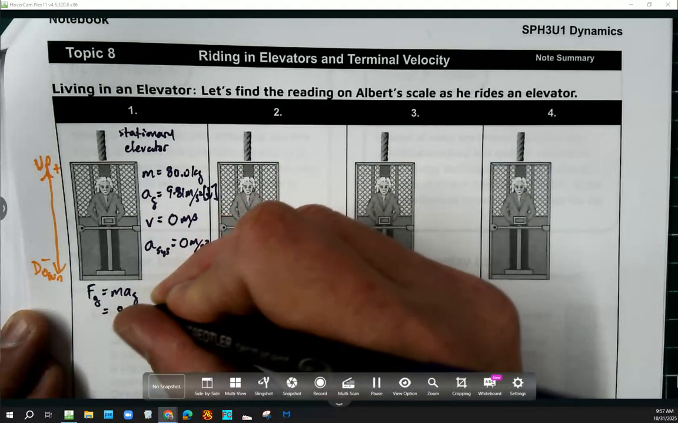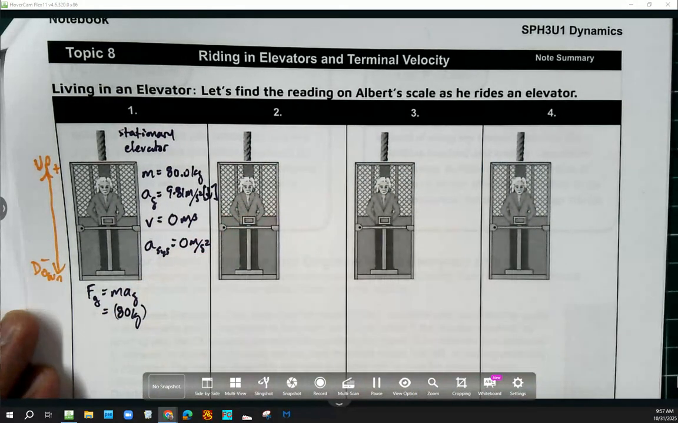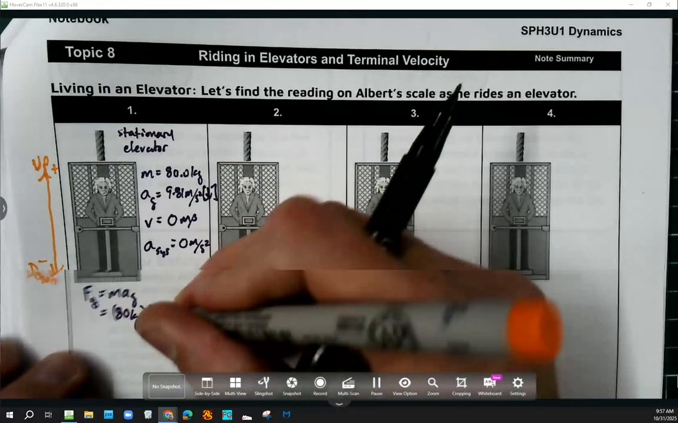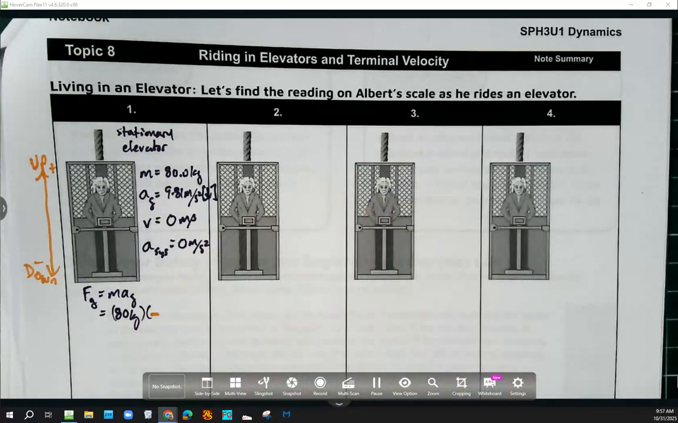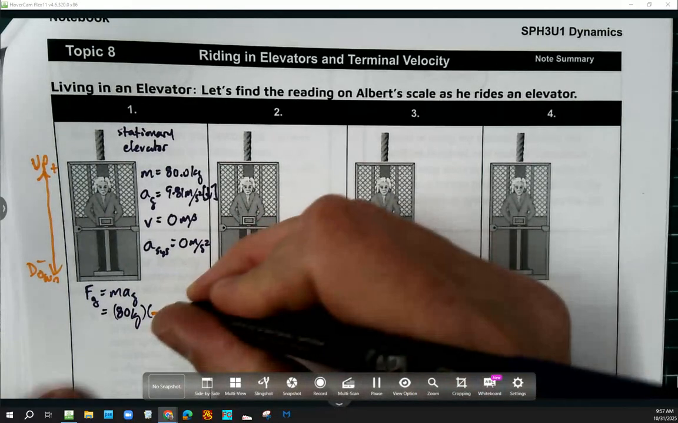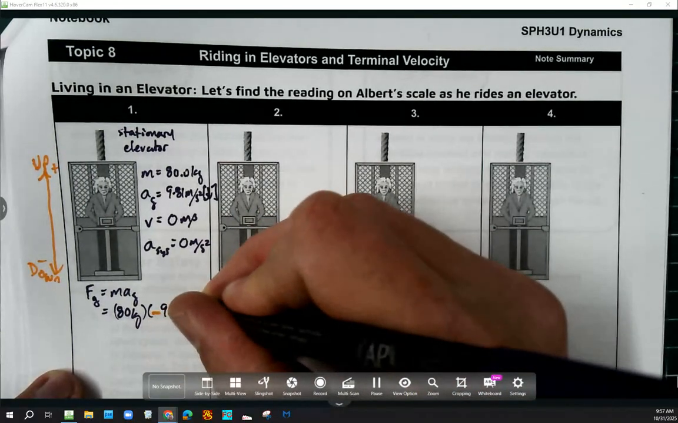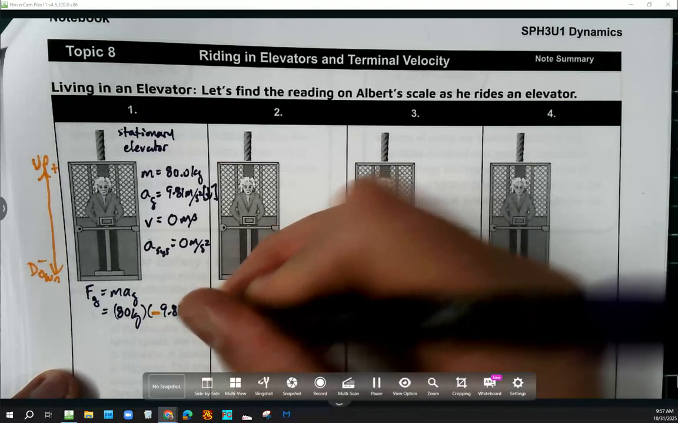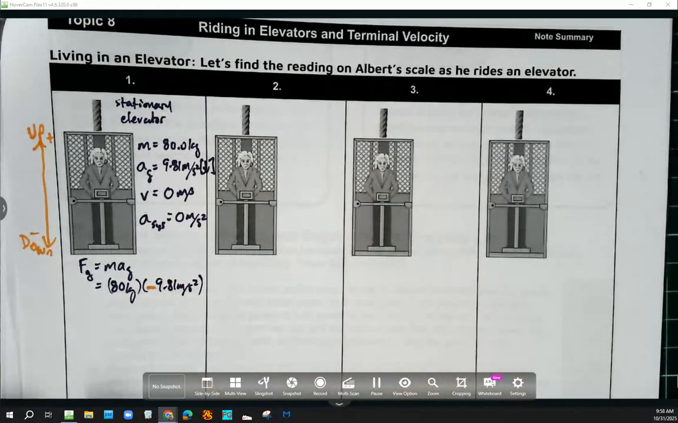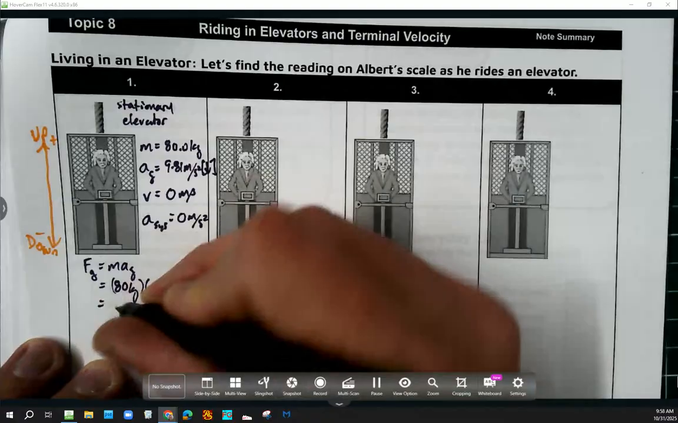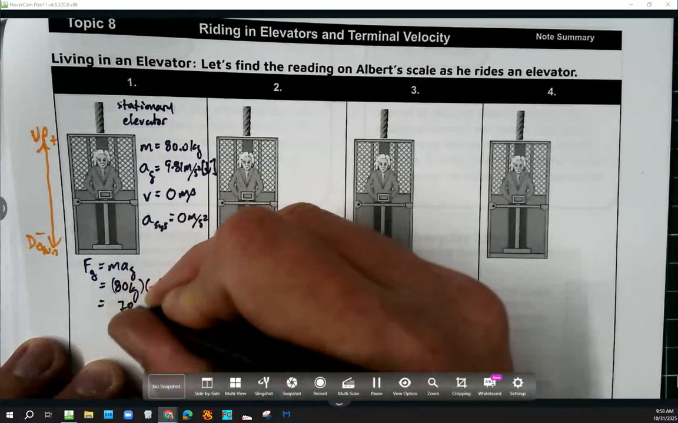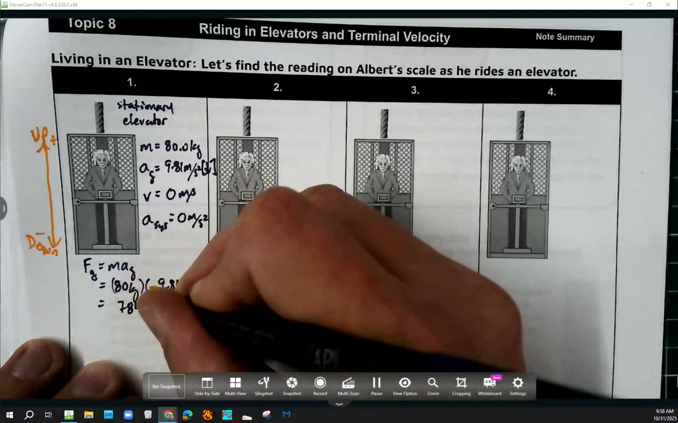80 kilograms times, what direction is gravity? Acceleration of gravity is down, so I'm going to throw in a negative sign right here for the direction of gravity. 9.81 meters per second squared. That negative sign is standing in for down in our math. And if I do this math, I end up getting 784.8 newtons to the negative.